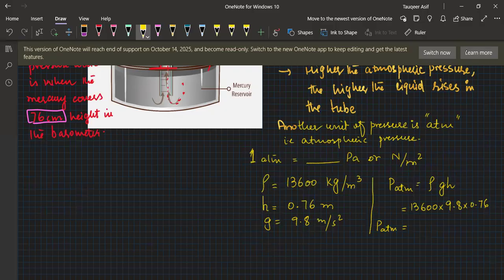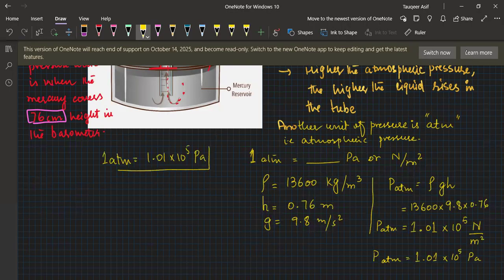101,292.8. Okay, so that is going to be around 1.01 times 10 to the power 5 Newton per meter square, or Pascal. So from now onwards, you can say 1 atm equals 1.01 times 10 to the power 5 Pascal.